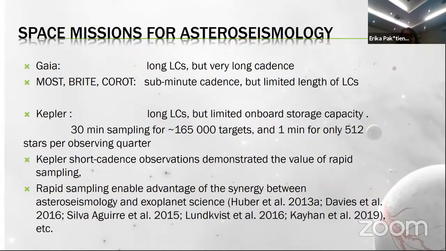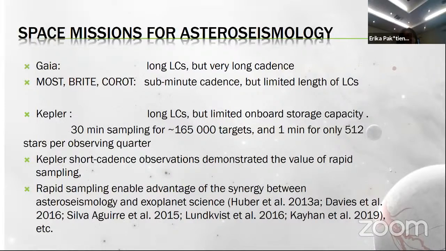We have many space telescopes, and all of them observe different types of light curves. For example, Gaia can observe long light curves, but the cadence is very long. Telescopes such as MOST and BRITE observed with sub-millimagnitude precision, but light curves were quite short. The Kepler telescope observed very long light curves, but it had limited storage on board and couldn't store full frames of the observed sky. So it produced light curves only for a certain number of targets.